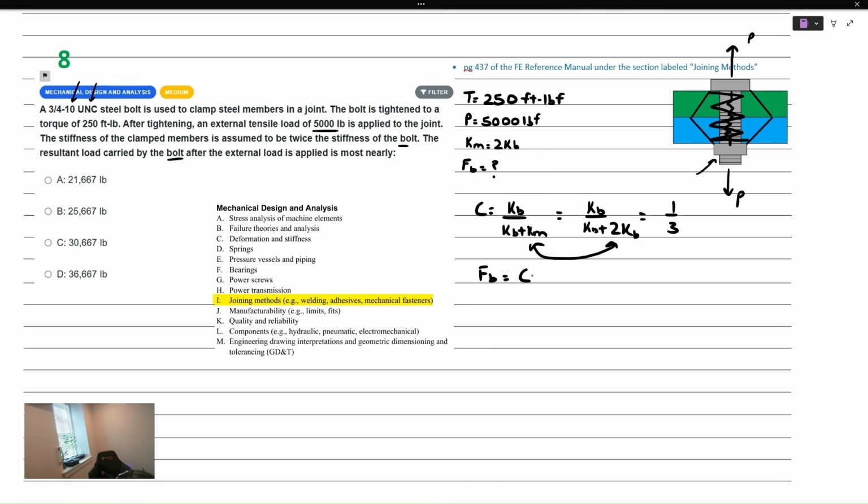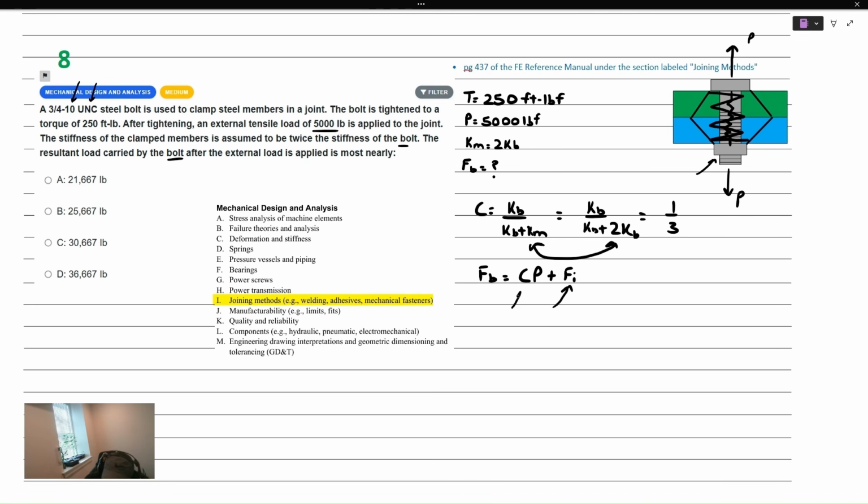That is the product of C, the joint coefficient, multiplied by the externally applied load, plus whatever load it had in it due to the tightening torque, right? As we twist the nut, we're going to elongate the bolt, and due to that initial deflection, due to the torque that's applied to the bolt initially, we'll have some initial load, and that is what we call the preload.